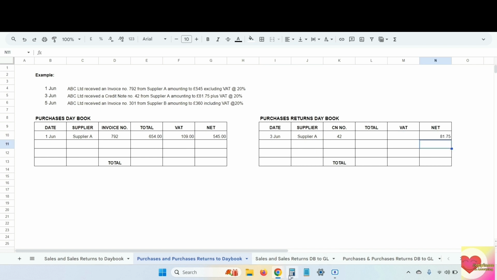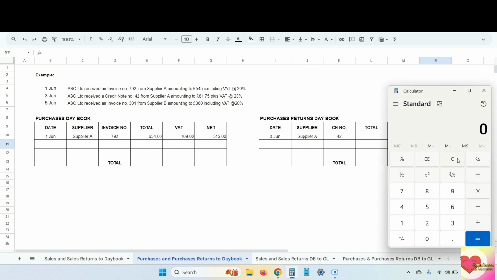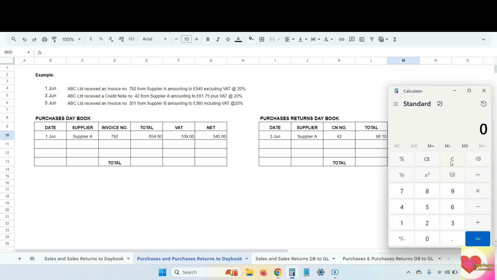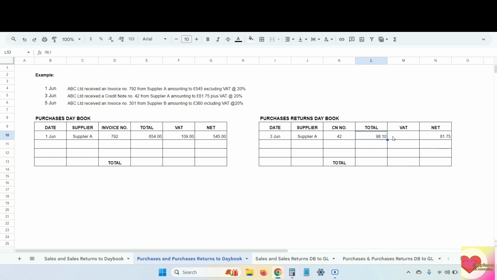To get the total amount from the net amount, 81.75 times 120% or 1.2, 98.10 is our gross or total amount. To get the VAT from the net amount, 81.75 times 20% or 0.20, 16.35 is our VAT. To double check, add the VAT and the net amount and you will get the total amount.